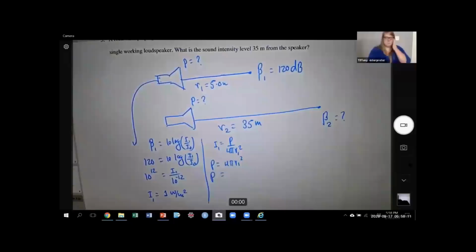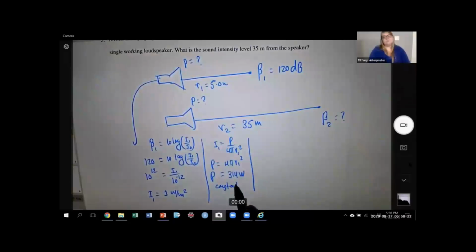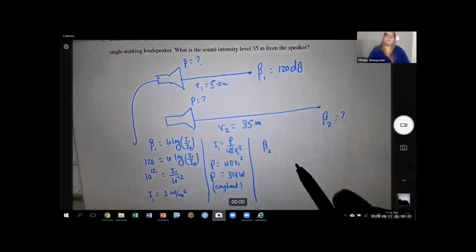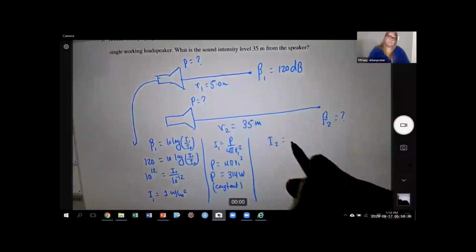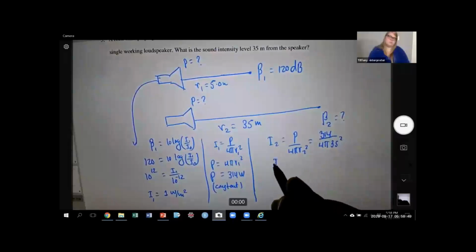4 pi, so R is 5 meters initially. So the power is 314 watts. That is constant. The power of the speaker doesn't change. Now it's asking what's the loudness at 35 meter distance. Now you have to calculate beta 2. To find beta 2, first you need I2, the new intensity. Power will remain the same, but distance is different, so R2 squared. So I2 is 314 divided by 4 pi, but the distance is 35 now.